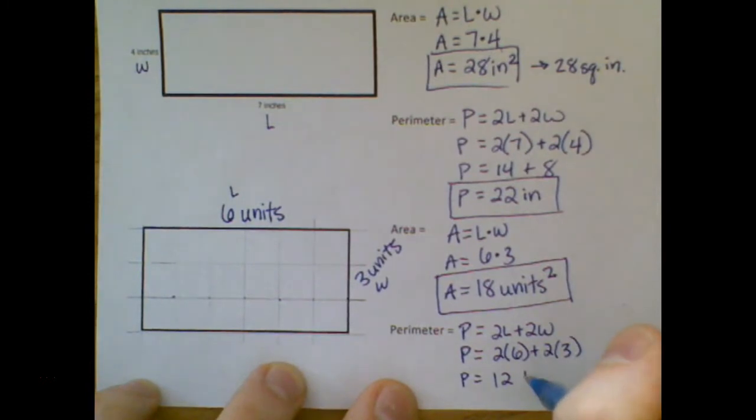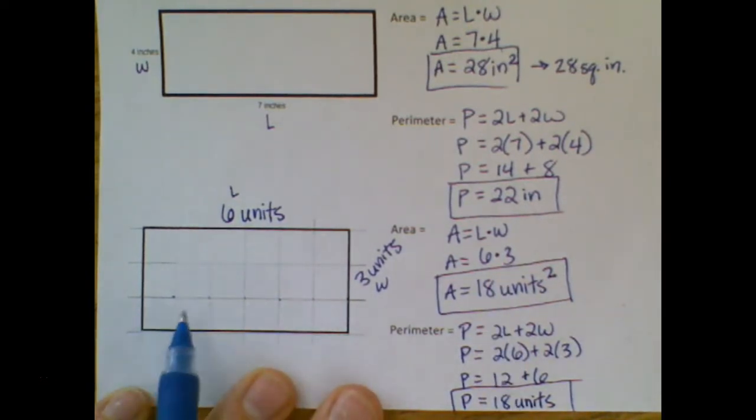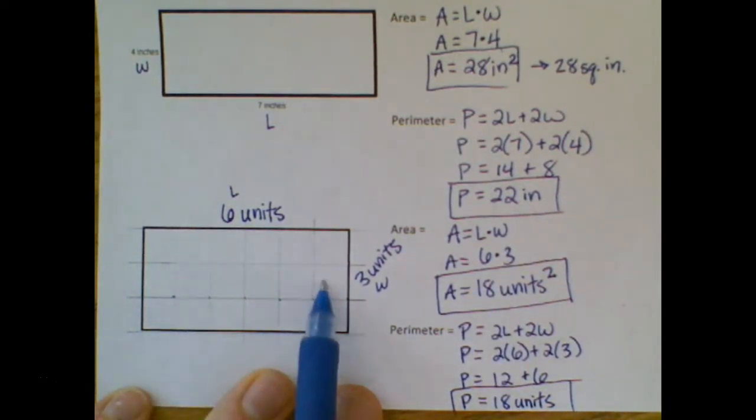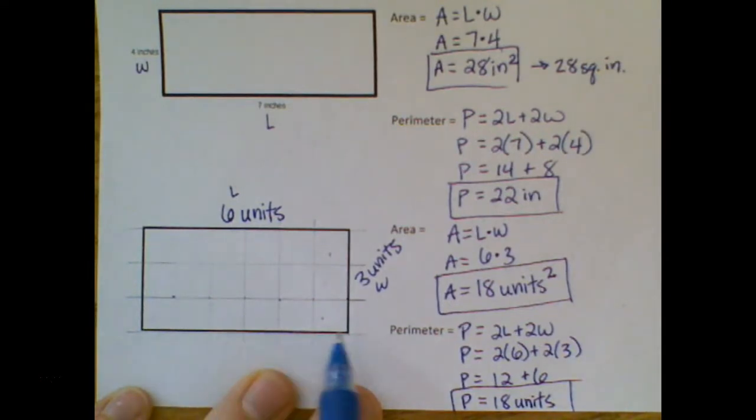2 times 6 is 12 plus 2 times 3 is 6. Our perimeter is 18. Now notice both of these are the exact same value, but they mean two completely different things. What this one means is that there are 18 of these squares inside of this rectangle. If you count them out, there's 18 of those squares inside there. That's what that refers to. This refers to, I'm going 6 units here, 3 units here, 6 units here, 3 units there, 18.